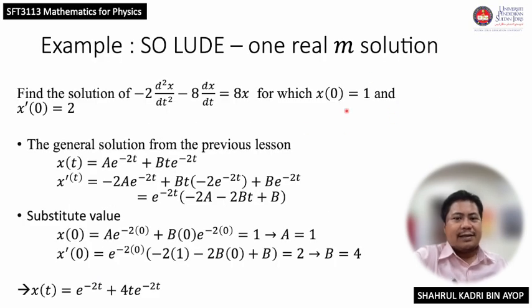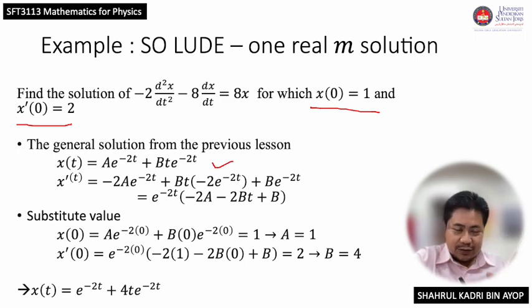Alright, let's take back the example from the previous lesson. You are given these equations, but now with the additional information that we call an initial condition. From the previous lesson, you know that the general solution for this type of differential equation is this one, where we do not know what A and B are.